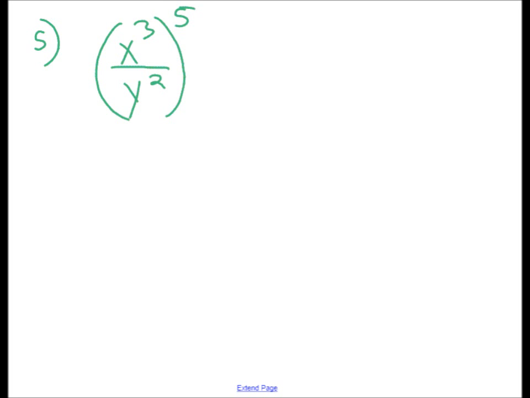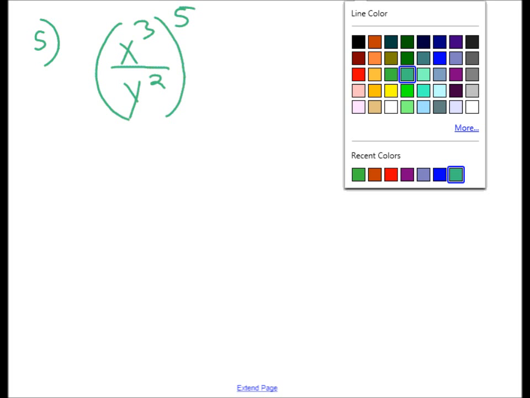And we'll do 2 more examples. These examples will involve fractions, but really the rule is still the same. And it probably looks a little bit confusing at first or a little overwhelming. So let's say I have a fraction, an entire fraction, raised to the 5th power.